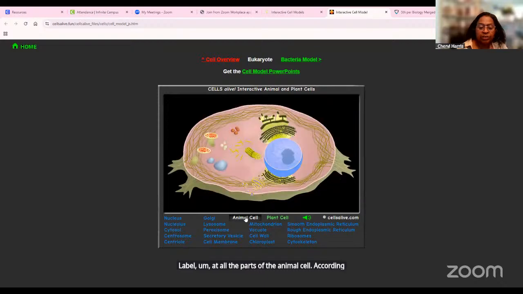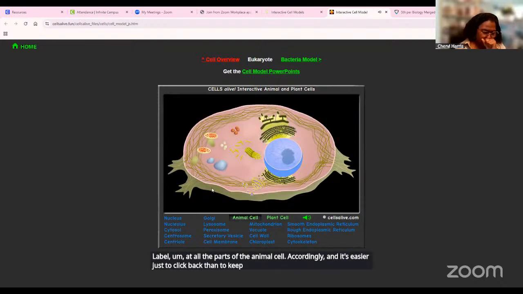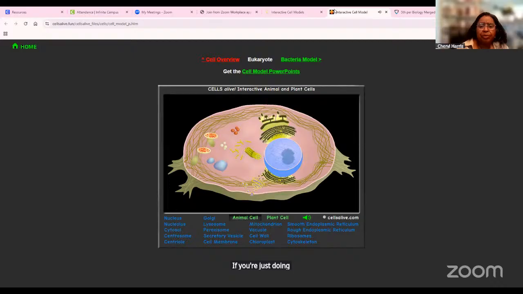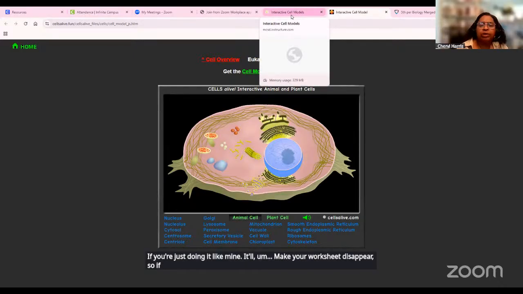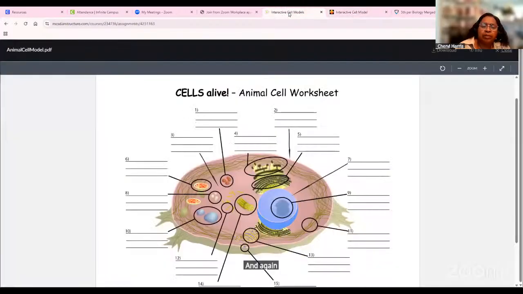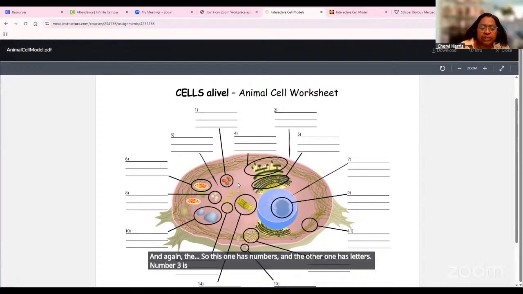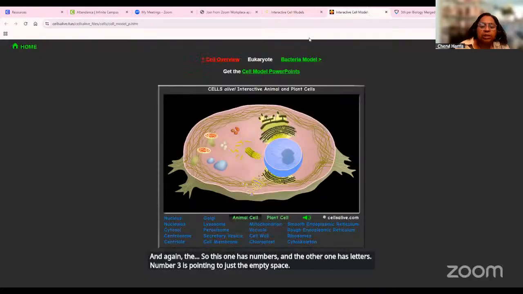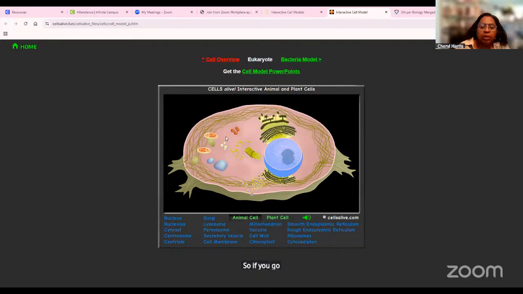So again, go through, download the worksheet, and label all the parts of the animal cell accordingly. It's easier just to click back than to keep resuming, because if you do it like mine, it'll make your worksheet disappear. So if you want to have the worksheet handy and the interactive, just keep hitting animal cell to go back. This one has numbers and the other one has letters. Number 3 is pointing to just the empty space.